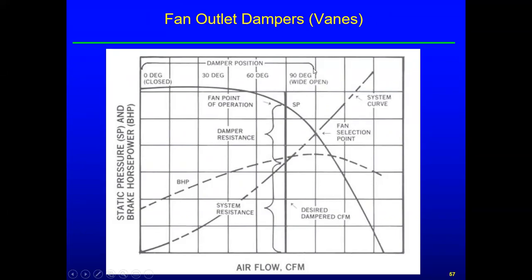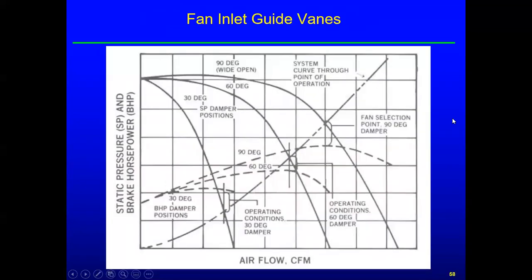This is damper position 90, 60, 30, and 0. So this looks like this is 75% on the damper, which would get us to this point. This is the damper resistance, which is the waste in the system, and we see the brake horsepower curve. But that's what happens if you do damper control.